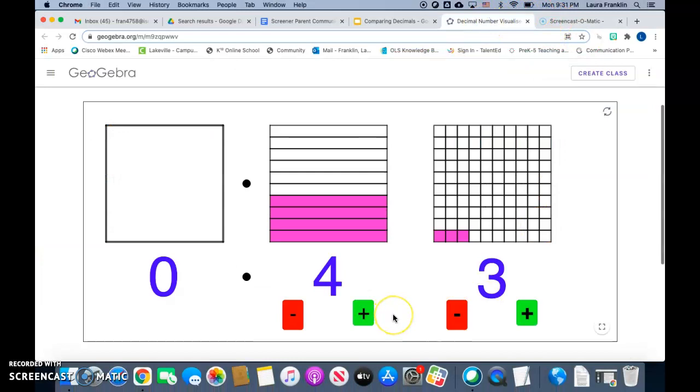Okay, here I have 4 tenths and 3 hundredths. This whole is divided up into tenths. That's what makes it tenths. And this here is divided up into hundredths. But we want to compare it to 9 tenths. So watch what happens as I make this number bigger.